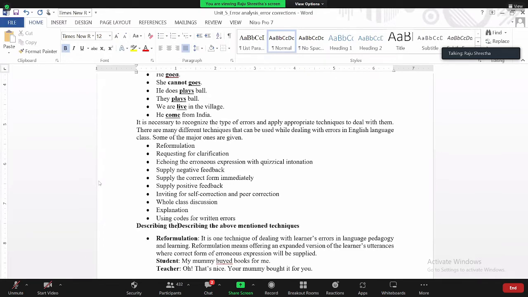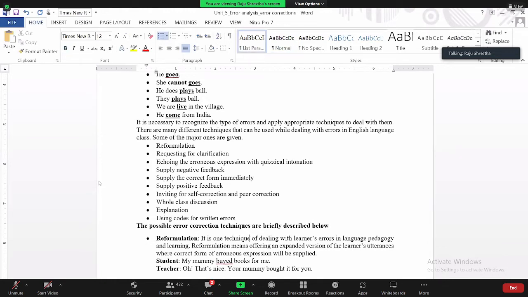Describing the possible error correction techniques, they are described briefly below.